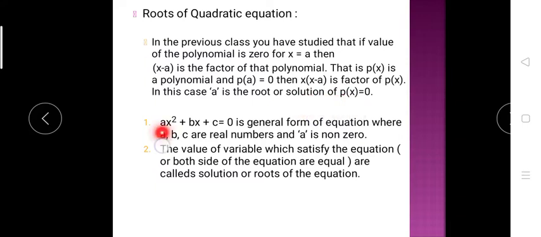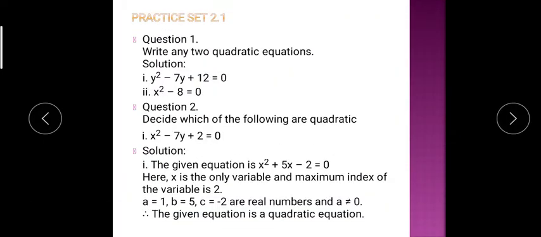In the same way, see here, ax square plus bx plus c is equal to 0 is the general form, where a, b, c are real numbers and a is non-zero. The value of the variable which satisfies the equation: we satisfy the equation when we substitute the value of x in the equation and solve it. After solving, if you get LHS equal to RHS, then it is called a root of the quadratic equation.